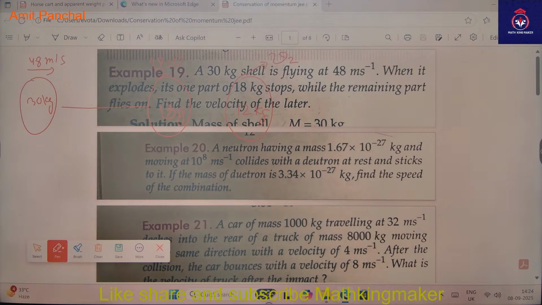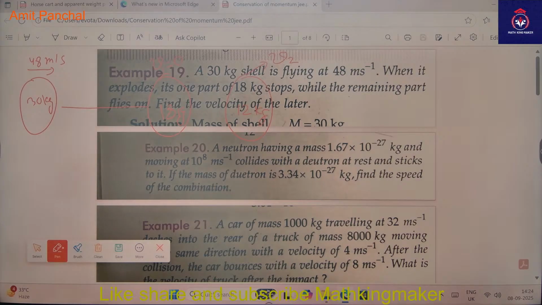Done, sir. What is the answer? The answer is 120. 120 what? It is kilogram into, I don't know what the unit is. Velocity here, meters per second. Sorry. Meter per second. Good.